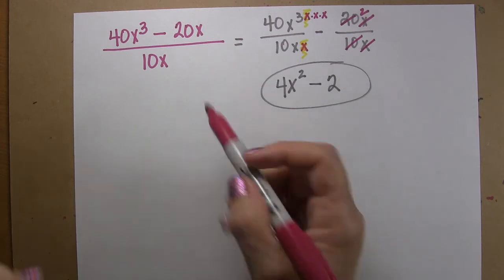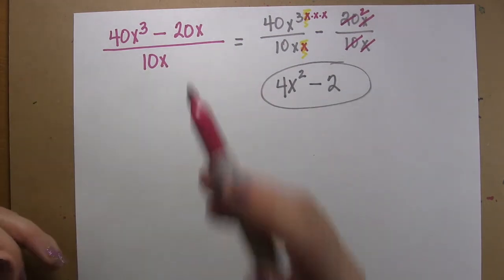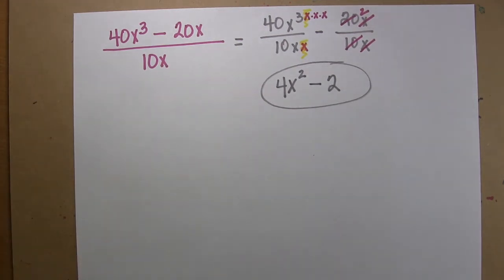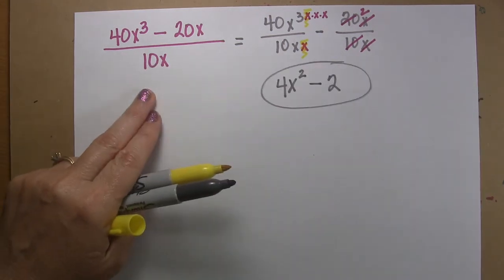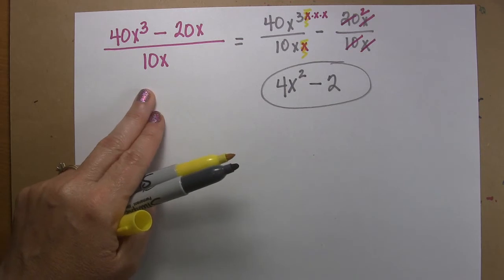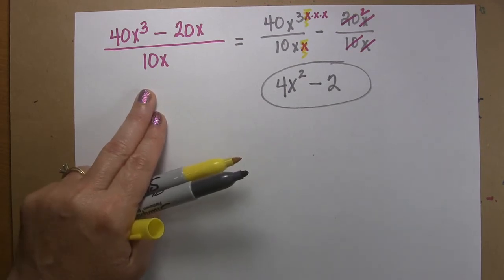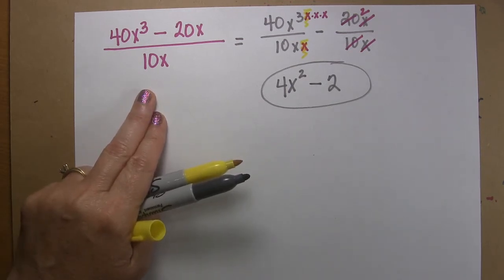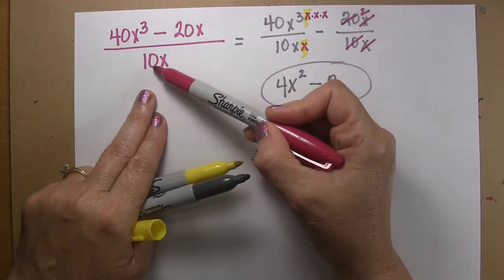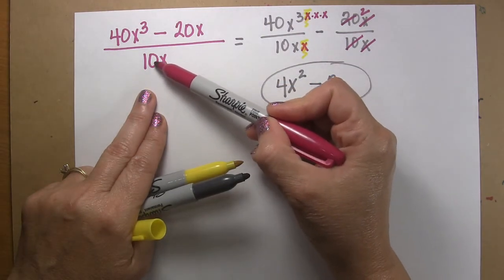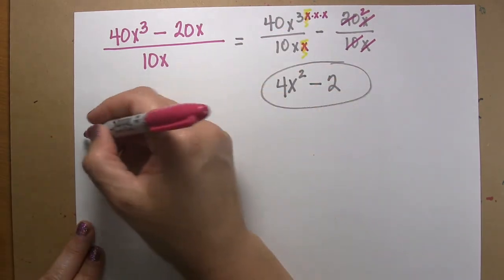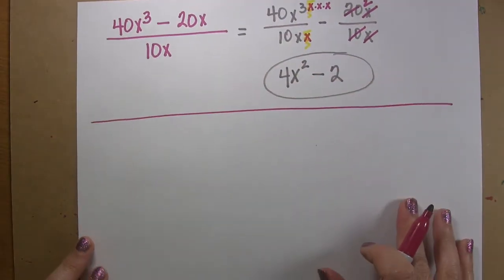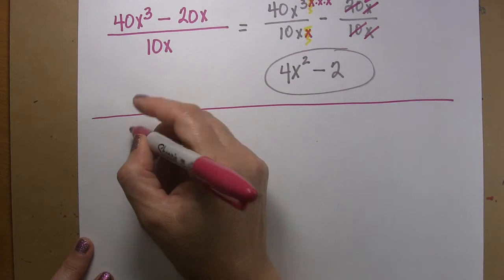Now, you might have noticed that the first time we did a problem, I had us just dividing by 5. This second problem, I had us dividing by 10x. That's still considered one term. As long as your items down here are being multiplied together and not added, we can still count it as just one term. So let's say I had this.